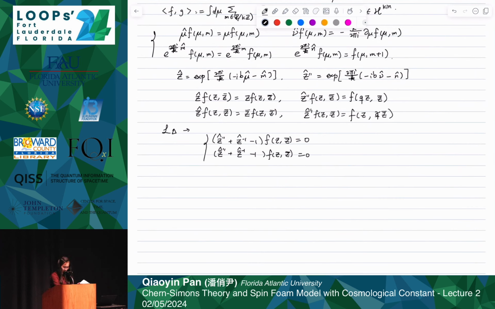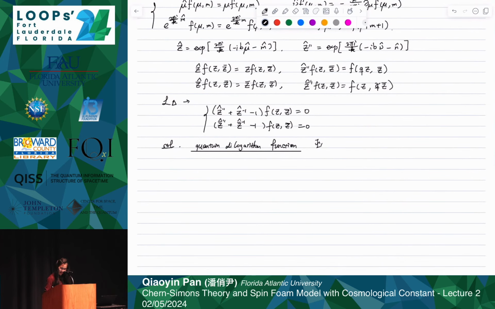Then we just try to solve it. And the solution is given by what is called the quantum dilogarithm function. It's written in the following way. I denote it by psi triangle, which is a function of mu and m, as usual. And it includes an infinite product from j equals 0 to infinity, of 1 minus q tilde to the j plus 1 power, z bar inverse, over 1 minus q to the minus j, z inverse.